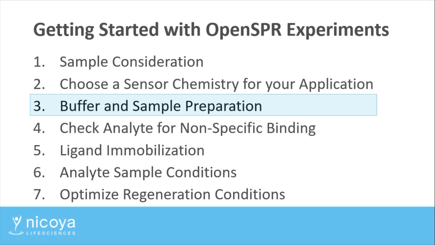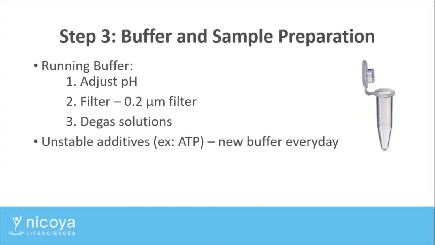Once you have your sensor chemistry chosen, the next thing you'll have to do is focus on your buffer and sample preparation, because the quality of sample preparation will be key for obtaining accurate binding kinetics. First, you'll want to ensure that your running buffer is properly pH adjusted. You want it to be filtered, most commonly using a 0.2 micron filter, and this is just to remove any aggregates or dust, which will prevent them from accumulating within the tubing of the instrument. You want your running buffer degassed, which will prevent any accumulation of microbubbles within the instrument. And if you're using some unstable additives, you'll want to prepare a new buffer every day.